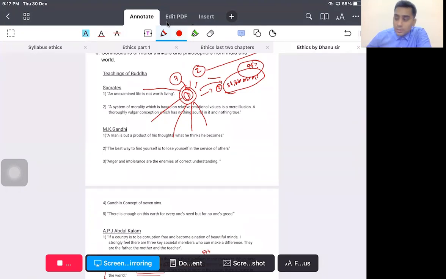The second thing is, there are some statement based questions. What does this statement mean to you? For example, "An unexamined life is not worth living," Socrates said. What does that statement mean to you? I said whenever you are writing answers for these types of questions, you should not say that Socrates said this or Socrates said that. For example, I was discussing a question of APJ Abdul Kalam. If you do remember, what does this statement mean to you?